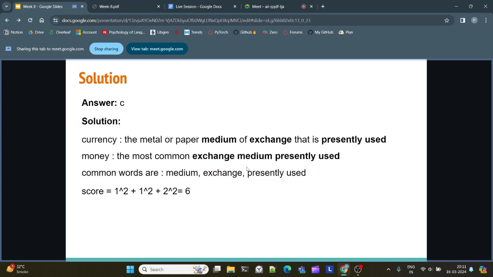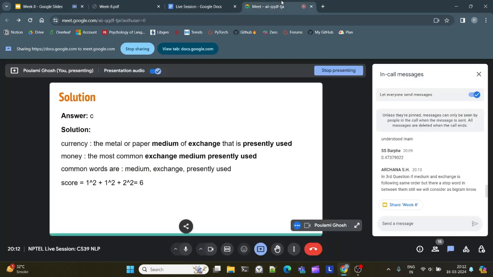Okay. So in both the places, if stop words are there, then we can remove the stop words and consider it as a bigram. Yes. Should the stop words be different, or the same? It should be the same. Okay. Thank you.